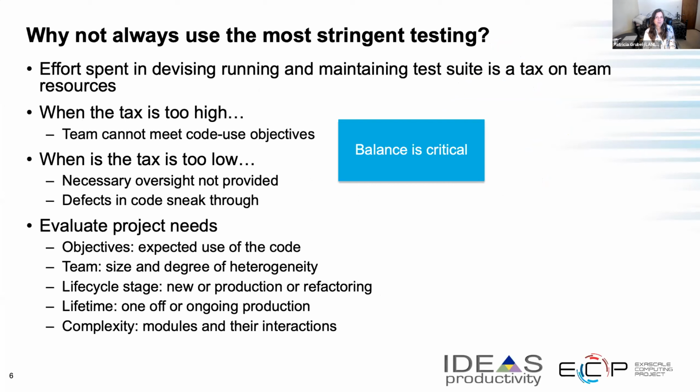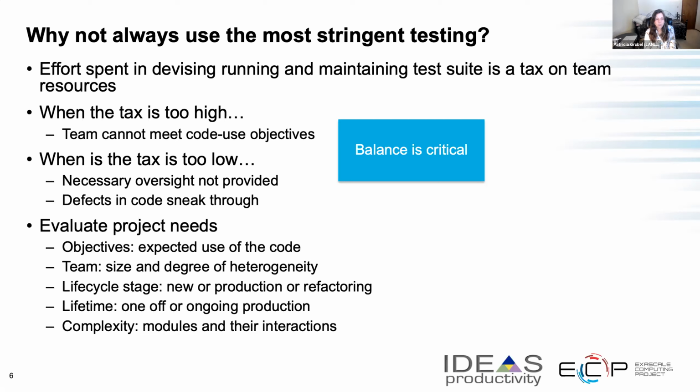So why not use the most stringent test? I want to test everything. Well, the effort in devising and running and also maintaining your test suite can be substantial, and it makes a tax on your team. So your team is having to balance out meeting code use objectives and also maintaining and developing these test suites. And so you have to balance that out. If the tax is too high, then you can't meet those code use objectives. And if it's too low, then you don't have the necessary oversight to prevent defects sneaking into your code, which can cause big problems.